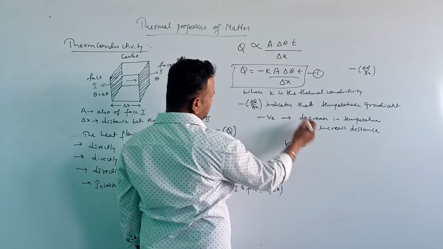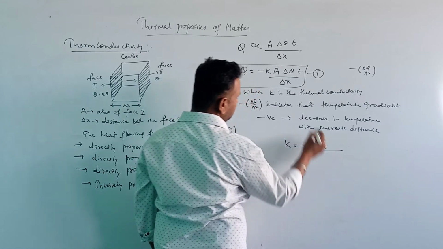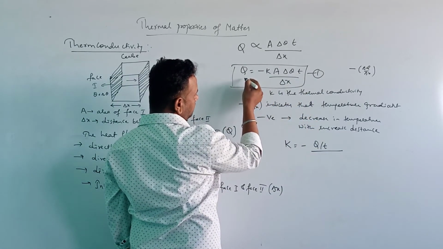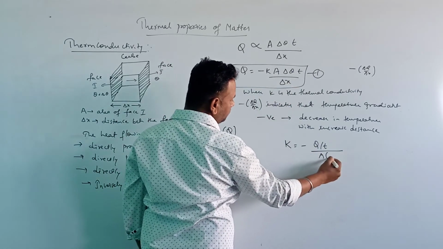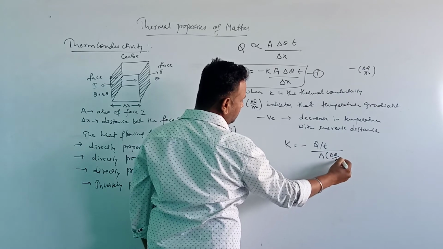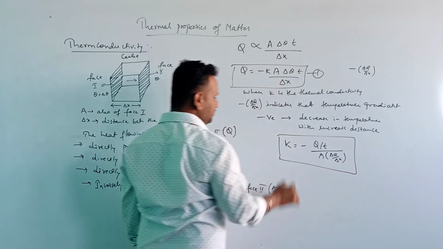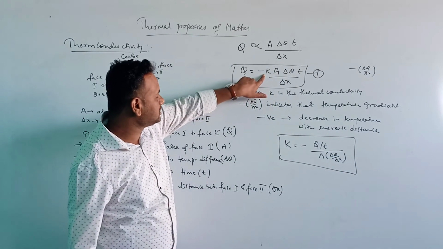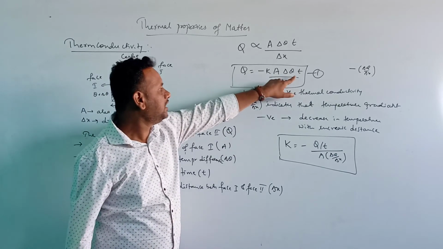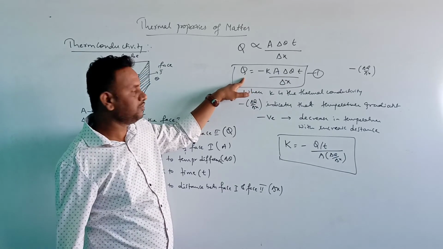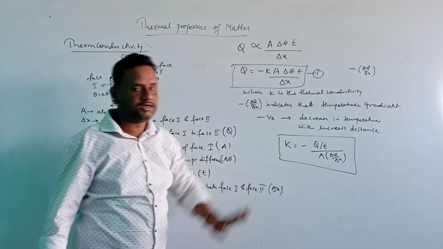Now if I rearrange this expression, I can write k equal to minus of q divided by t, whole divided by A into delta theta by delta x. So this expression shows the thermal conductivity definition. We have taken the minus to this side and t in the denominator of q.